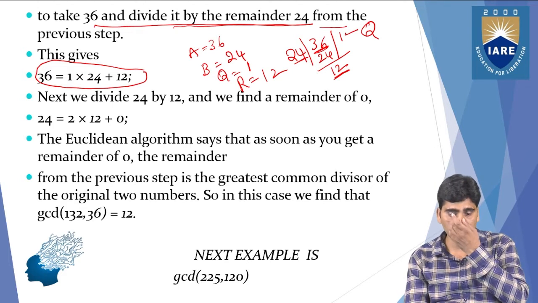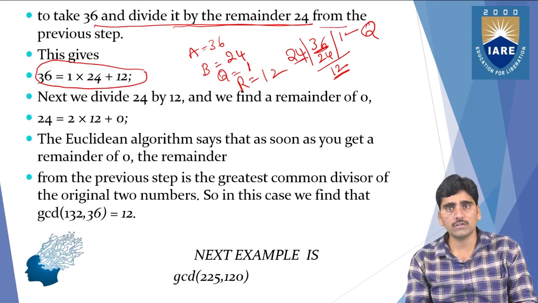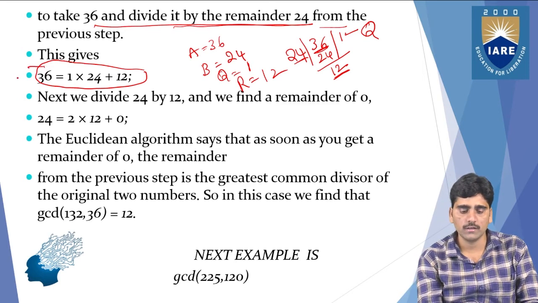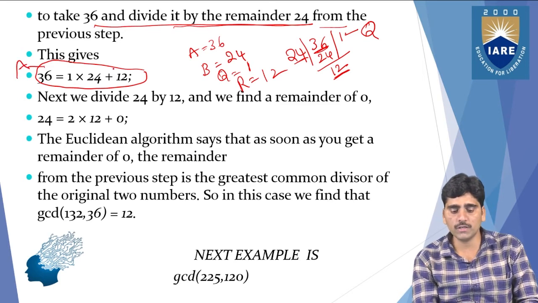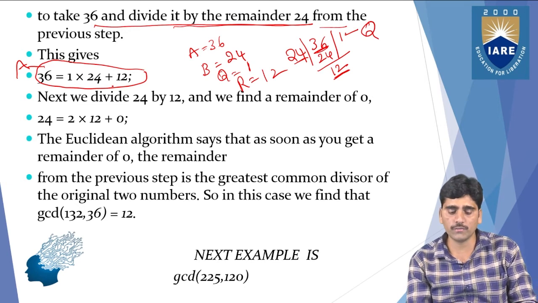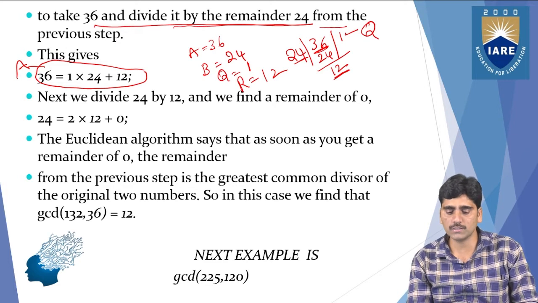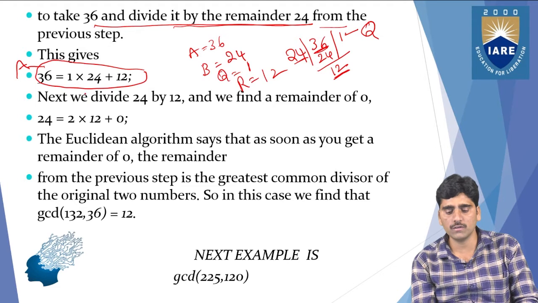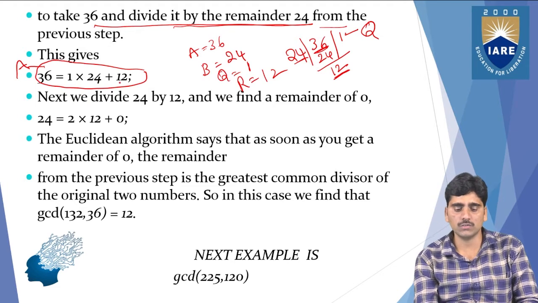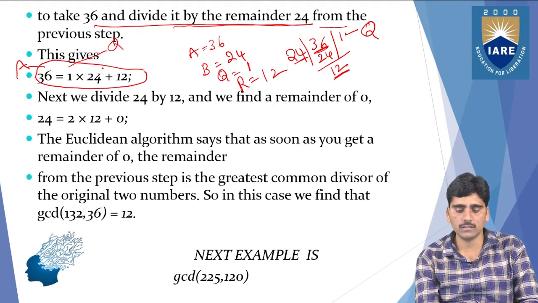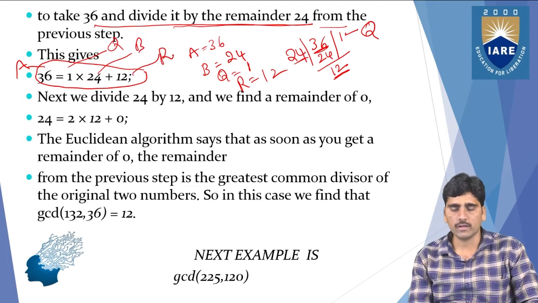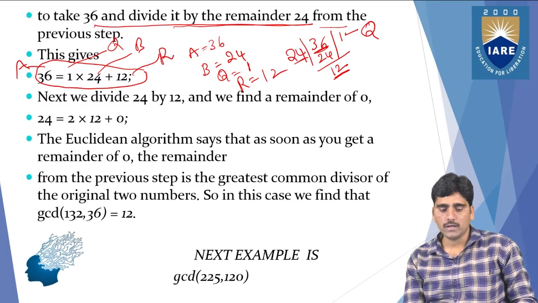So now what is the value? 36 equals 1 into 24 plus 12. Here 36 is the A value. Every time we need to check that it is in the format A equals B into Q plus R. So we need to make sure that the statement is A equals Q into B plus R. This is the Q, this is the B, and this is the R, the remainder. Okay, fine.